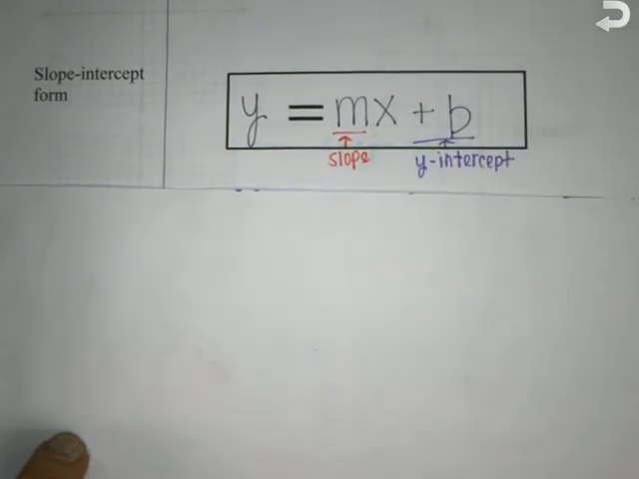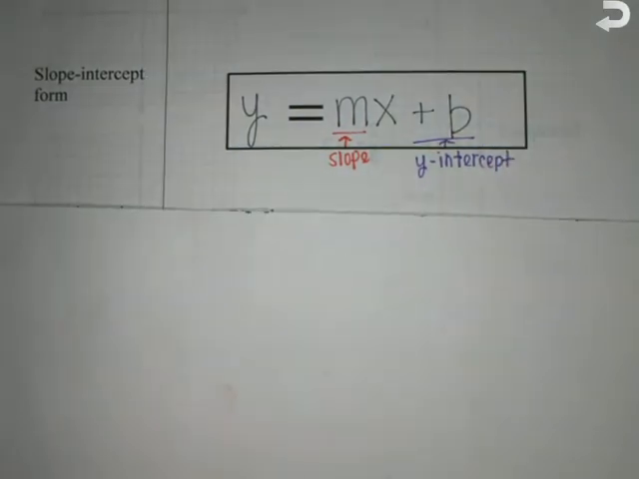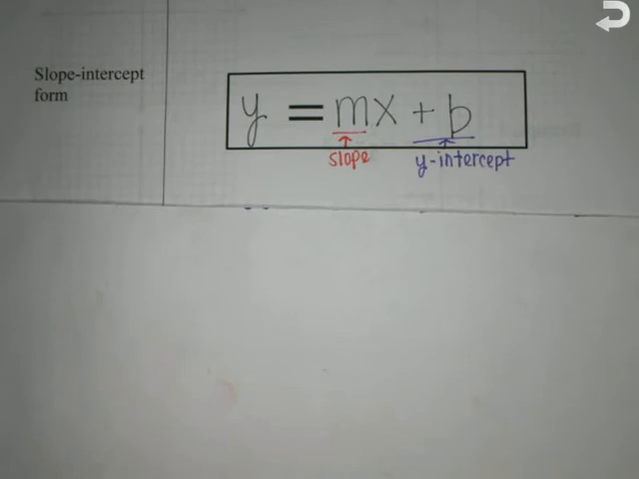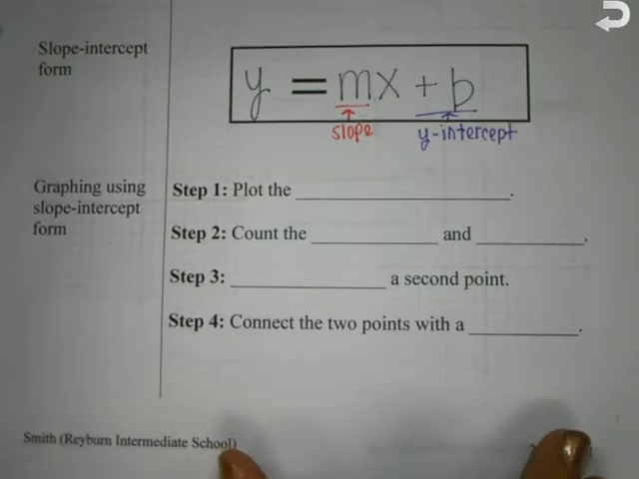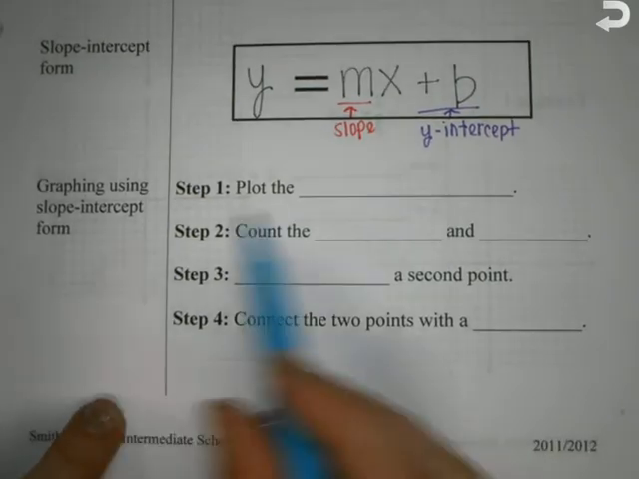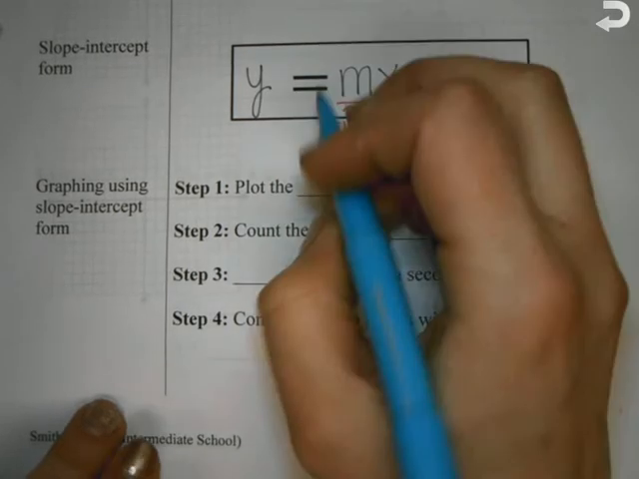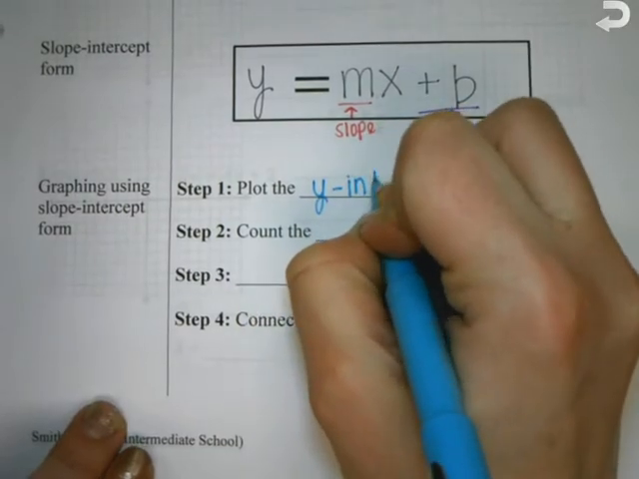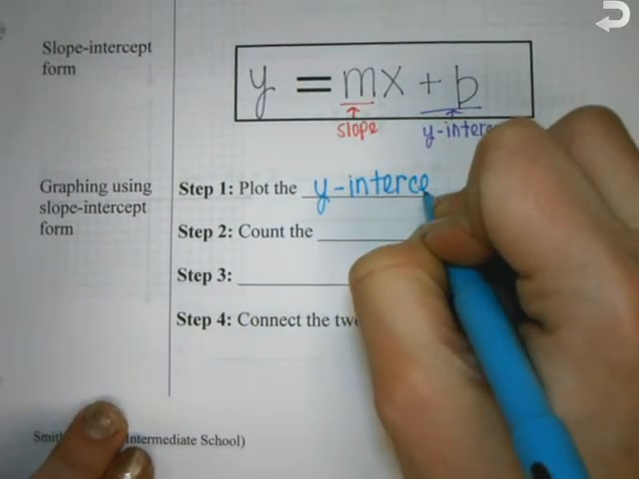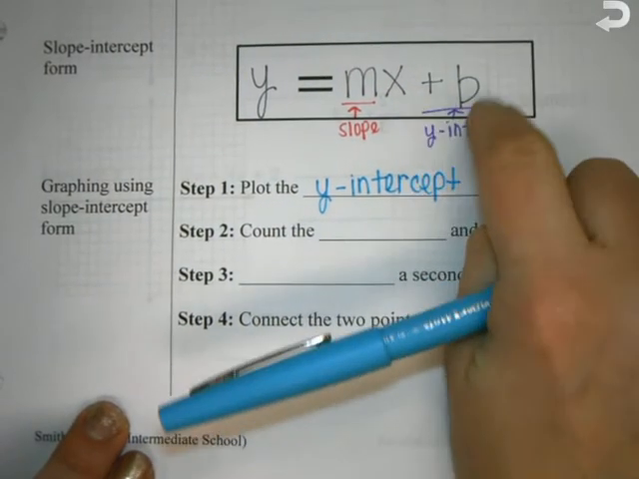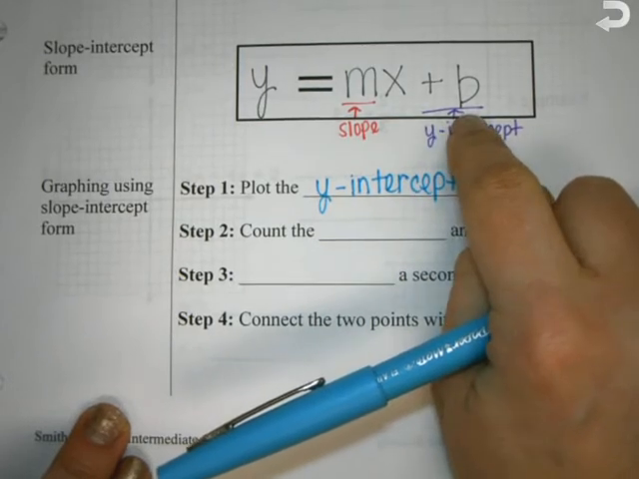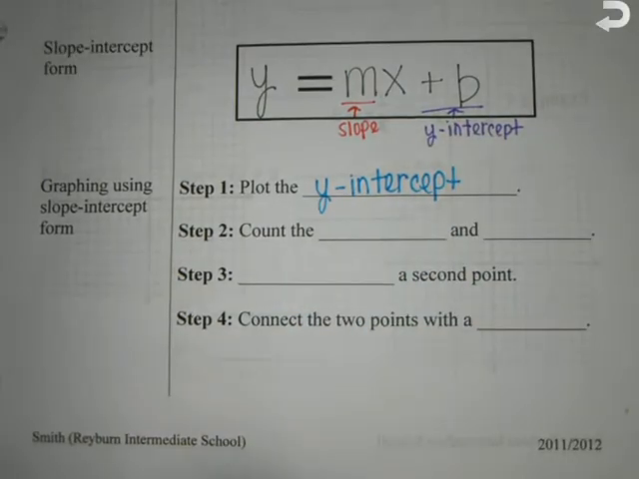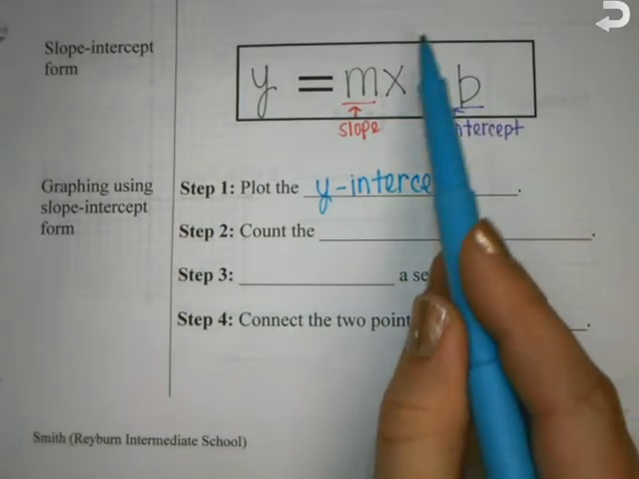Okay? So far, so good? Well done. So how do I plot using this new slope-intercept form? First thing we want to do is plot the y-intercept. The y-intercept is one point that we can for sure get just by looking at the equation. So we take this b term, whatever's being added or subtracted, and we plot it on the y-axis.